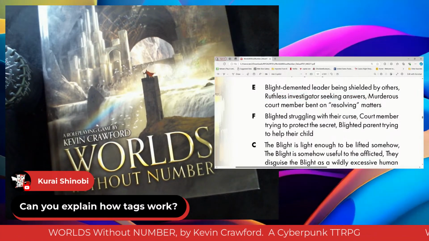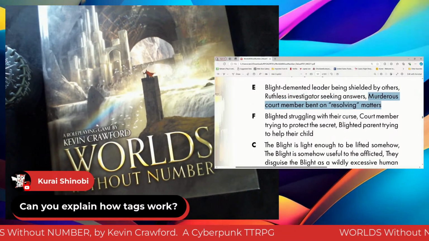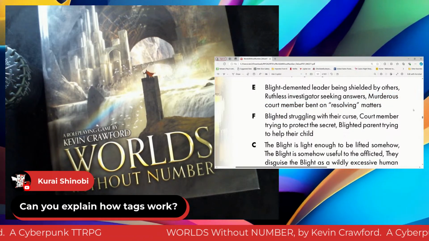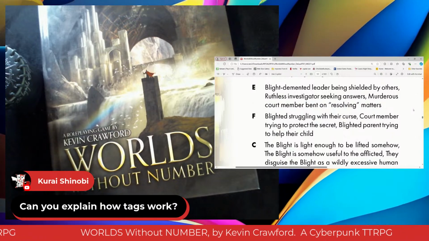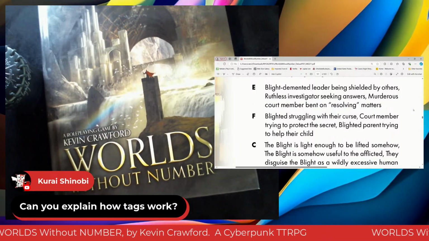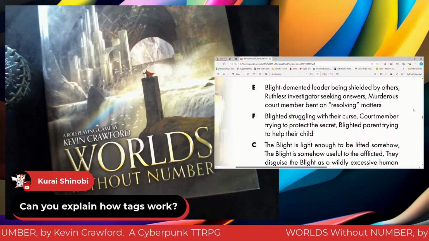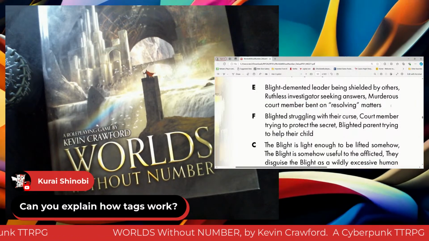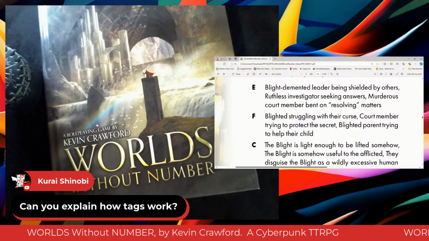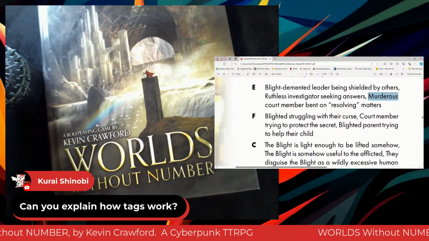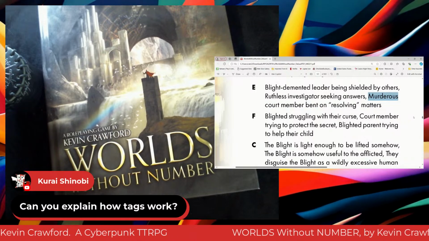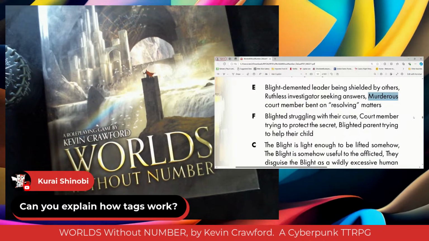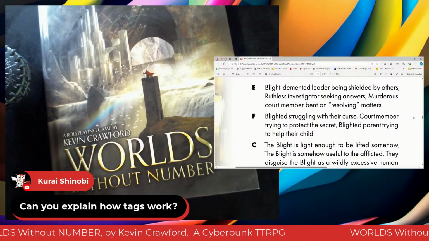And lastly, another enemy could be a murderous court member bent on resolving matters. Like, I don't know, what happened here in the United States? McCarthyism is kind of like that, and a murderous court member might be somebody who has the authority to basically execute people by their words, not necessarily by their specific actions by their own hand.